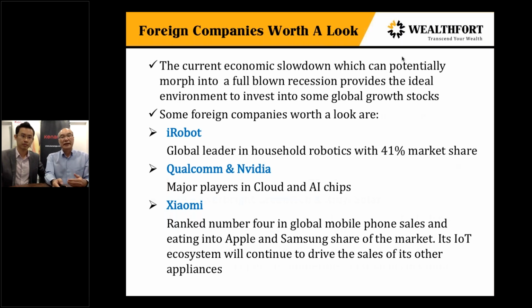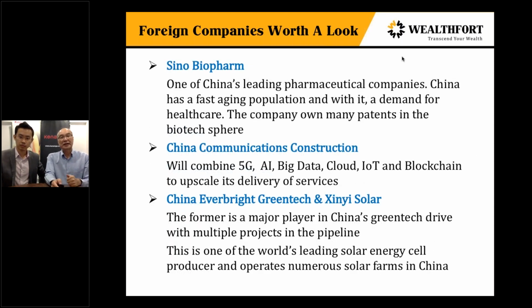Then Sino Biopharm, which I already shared just now, is one of China's leading pharmaceutical companies. China has a fast aging population, and with it a demand for healthcare. The company owns many patents in the biotech sphere. The last time I did research on Sino Biopharm, they had 60-plus patents in their stable. Where Chinese companies are concerned, they are number two in terms of number of patents filed recently, just behind the US.